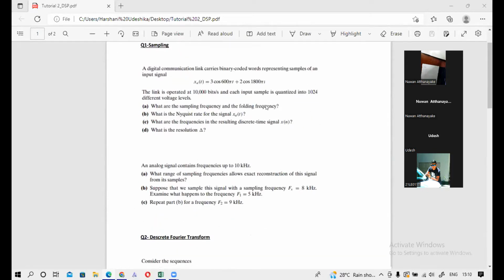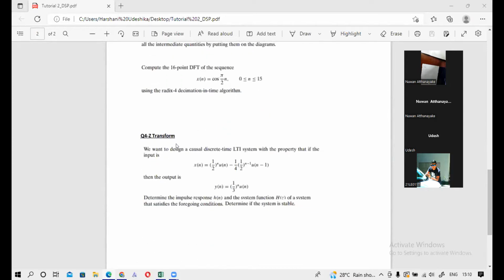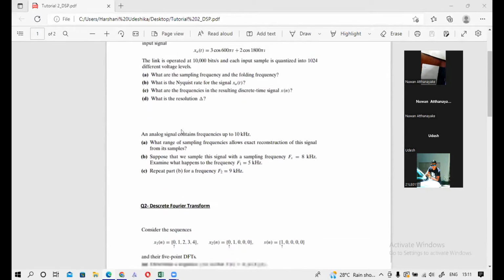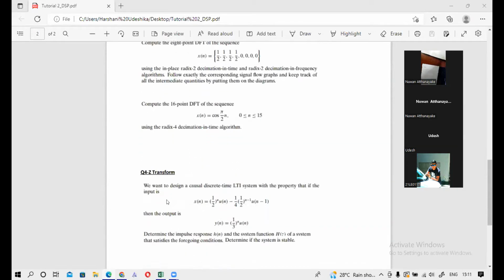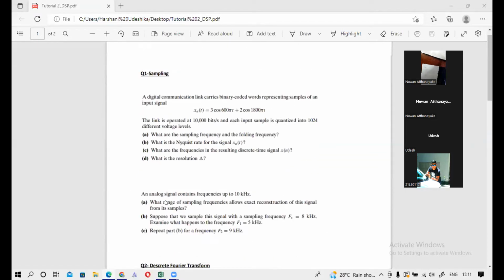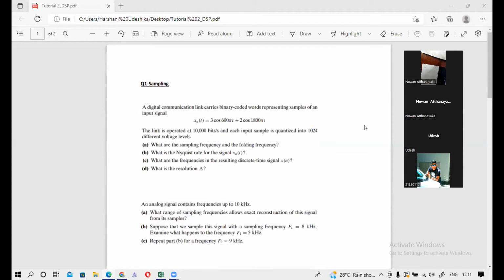Actually, the fourth question is related with the Z transform. I think we have done many this kind of questions. So mainly I will focus on this first 3. If I have time, I will also do the 4th question. I hope you can do this by yourself without issue, the Z transform question. So we will start.